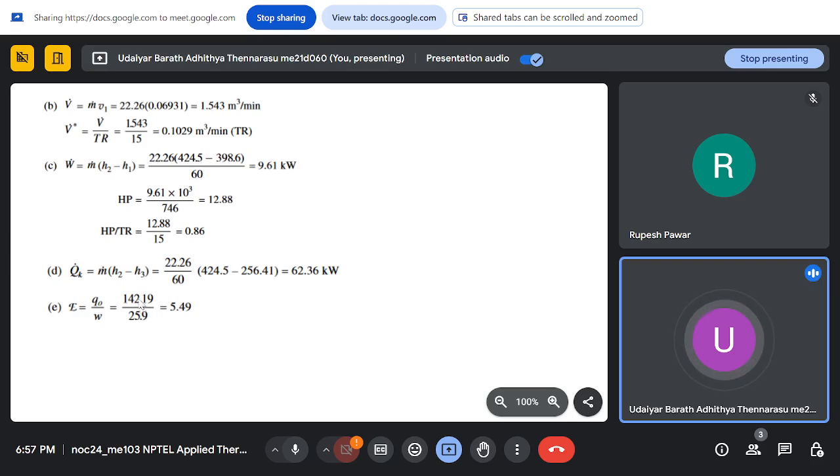And the COP is your cooling load divided by the work done. Your mass gets cancelled, so you just substitute these specific quantities here. Your specific quantity is 142.19 divided by 25.9, which comes out to be 5.49. So that is your COP.